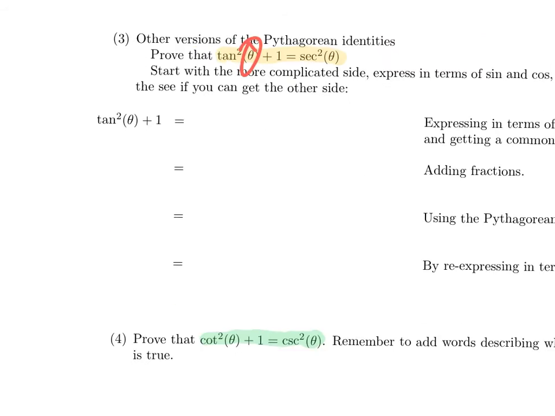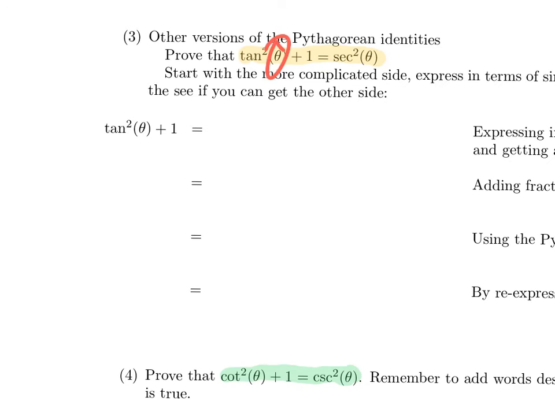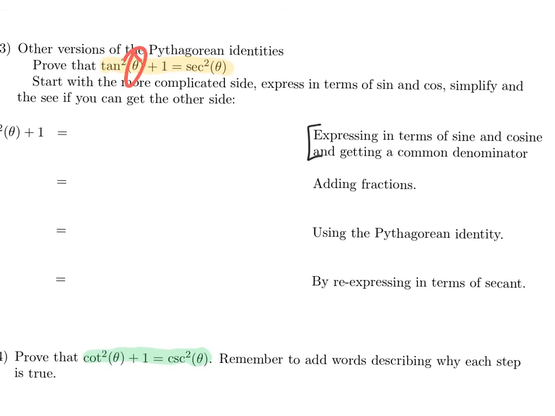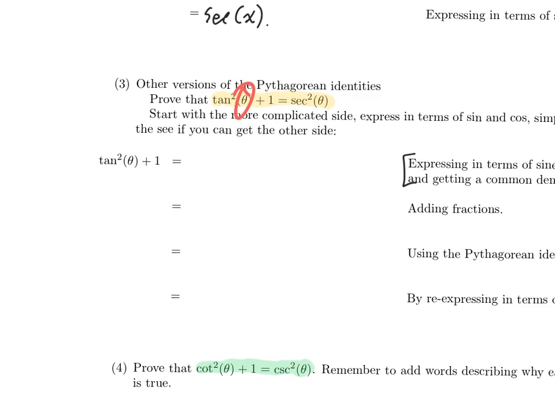So let's do this. So tangent squared plus 1. And let's follow the same things we did to the left. And notice in this step I'm going to do multiple things. I'm going to express in terms of sine and cosine and get a common denominator. So let's do that. Tangent squared of theta plus 1 is sine squared theta over cosine squared theta plus 1, which is the same thing as sine squared theta over cosine squared theta plus cosine squared theta over cosine squared theta.